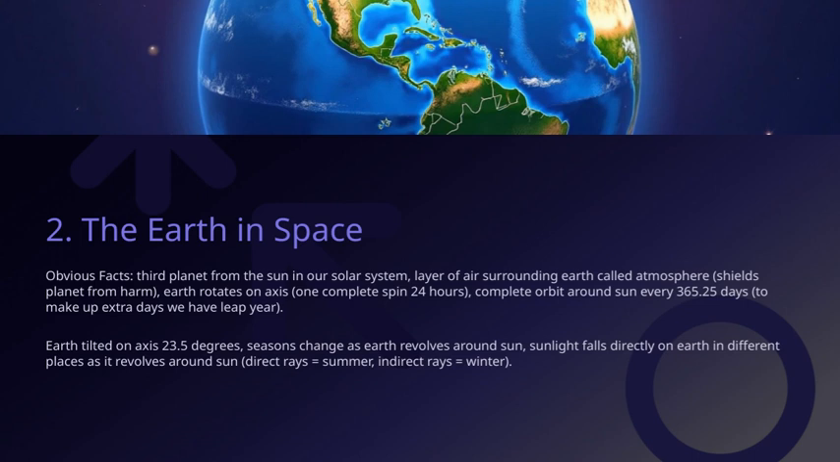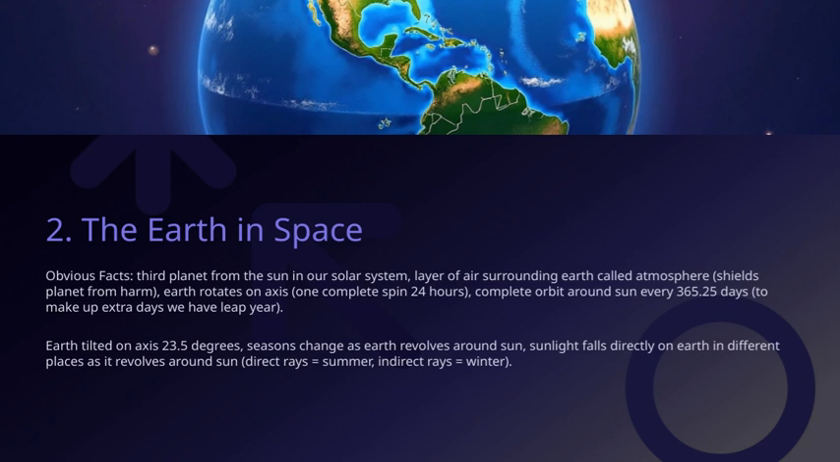important because it causes the seasons to change as Earth revolves around the sun. When Earth moves around the sun, sunlight hits different parts of the planet directly or indirectly. For example, when the sun's rays shine directly on a certain area, that's summer there. Conversely, when the rays are more indirect, it's winter. Now, some basic facts to keep in mind.